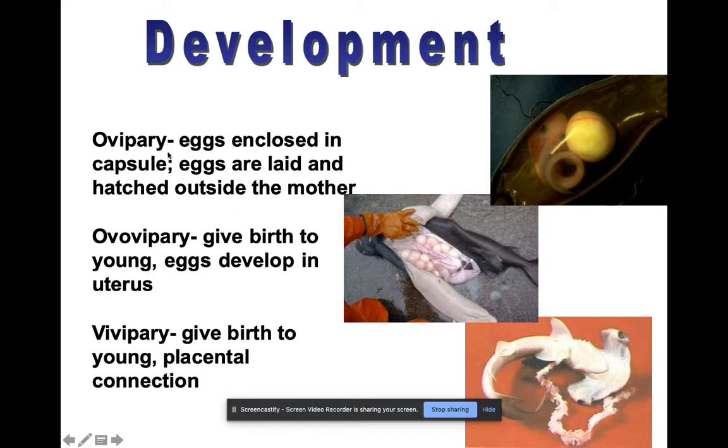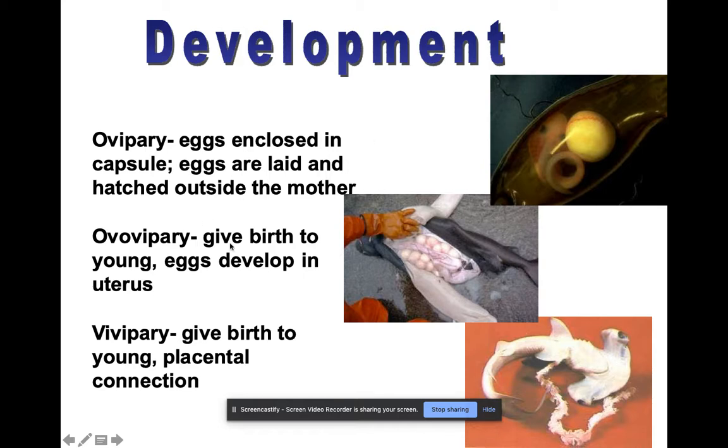So with oviparity, eggs are enclosed in a capsule, and they're laid outside the mother. Think of a chicken, right? The embryo is inside the egg, which is laid outside. A lot of your fish do the same thing.